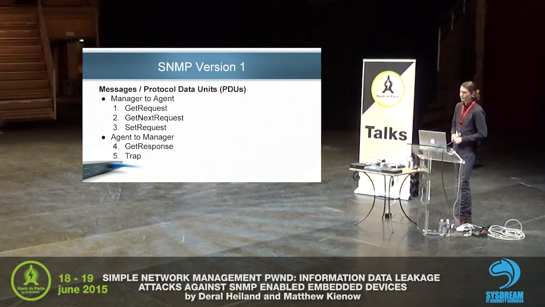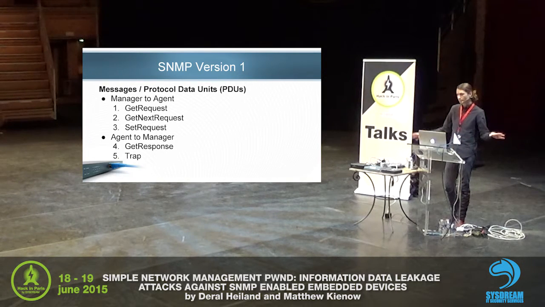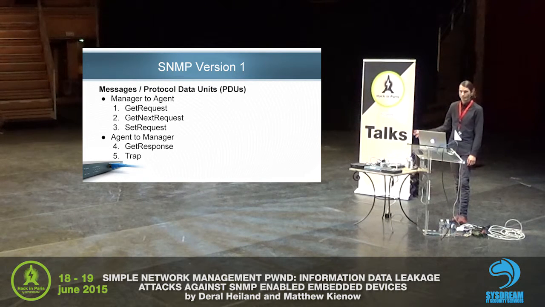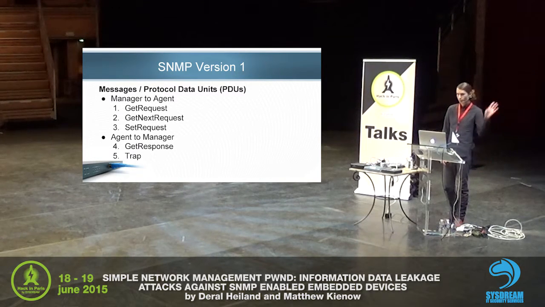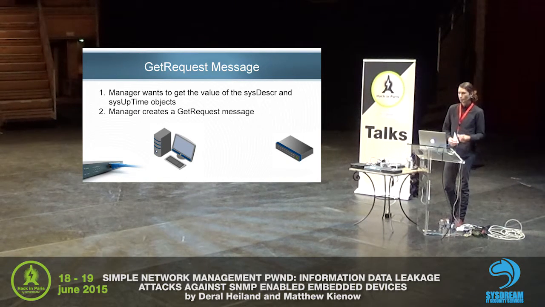Taking a quick look at version 1 of the protocol, there are 5 major message types. These can be divided into 2 separate categories: those from the manager to the agent and those from the agent to the manager. The first 4 share a common form. Let's take a closer look at the GET request message. The GET request message is used to get the value of one or more variables from an agent.